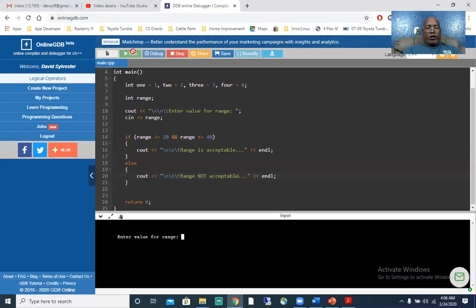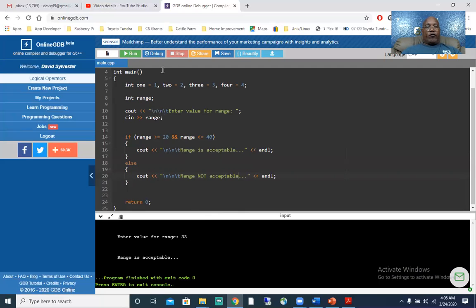All right. So in a range. So if I enter 33, 33 is greater than or equal to 20? Yes. Is 33 less than or equal to 40? Yes. So true and true yields true, which means that it will actually print range is acceptable. So it's going to do what the true condition is. So when I hit enter, all right, range is acceptable.